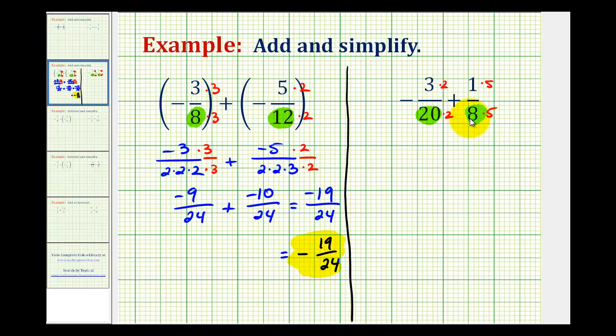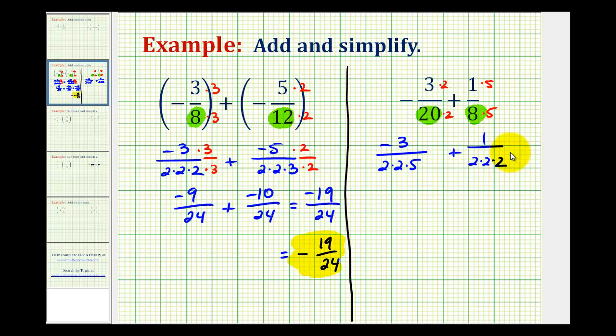So let's go ahead and rewrite this with the denominators in prime factored form. And we'll also move the negative here up into the numerator. So we'll have negative 3. The prime factorization of 20 would be 4 times 5, and 4 is 2 times 2. So we'll have 2 times 2 times 5 plus 1 over the prime factorization of 8, which would be 2 times 2 times 2.